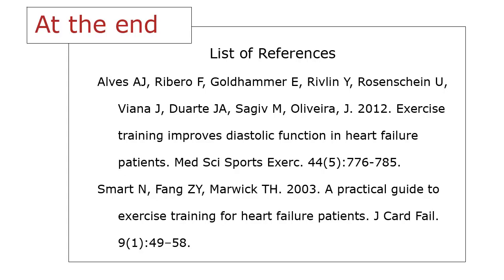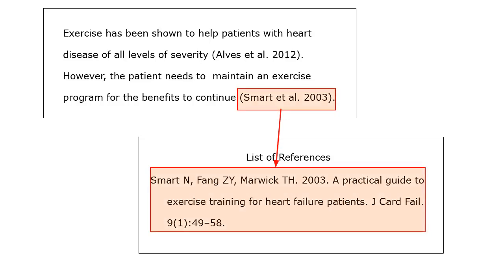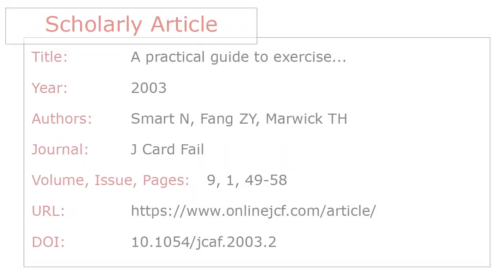This part contains all the information that you would need if you wanted to locate a copy of each source you've used. The two parts work together. The in-text citations refer to the full information about the source listed in the list of references. You need to have both parts to cite correctly and avoid plagiarism. Next, we'll look at what information you need to create a citation.